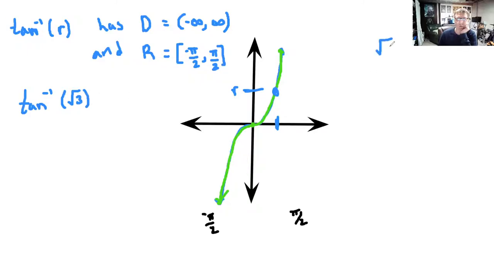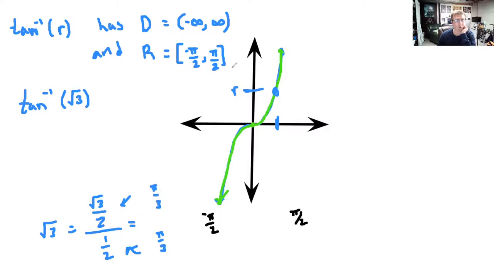Okay, so I'll say that root 3 is equal to root 3 over 2 divided by 1/2. So sort of a hint, scratch work over here for you. Root 3 is the same as root 3 over 2 divided by 1/2. The reason I say that is because this is going to be a sine value and this is going to be a cosine value. Cosine of what angle is 1/2? That's pi over 3. And it just so happens that the sine of pi over 3 is also root 3 over 2.